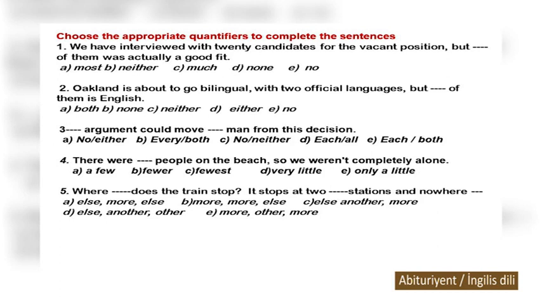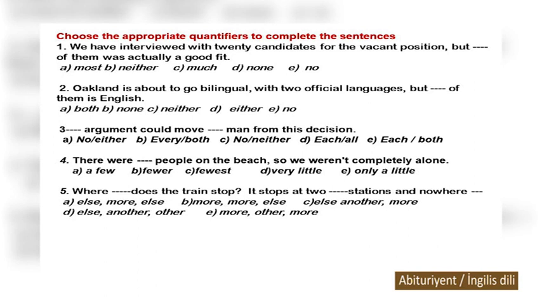The last sentence in this slide, where gap does the train stop? It stops at 2 gap stations and nowhere in gap. And you know that after else we don't use any noun. So else can be used here. Now let us look through our answers. B and E are incorrect because we can't use more. After more we have to use any object or noun.